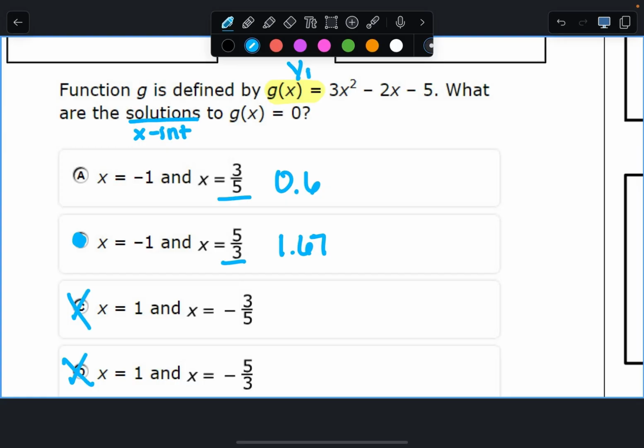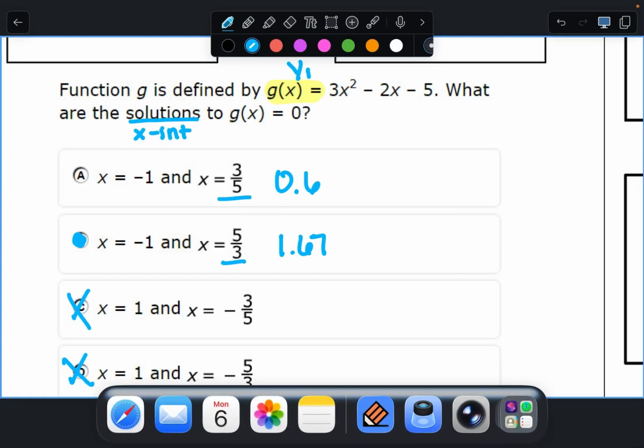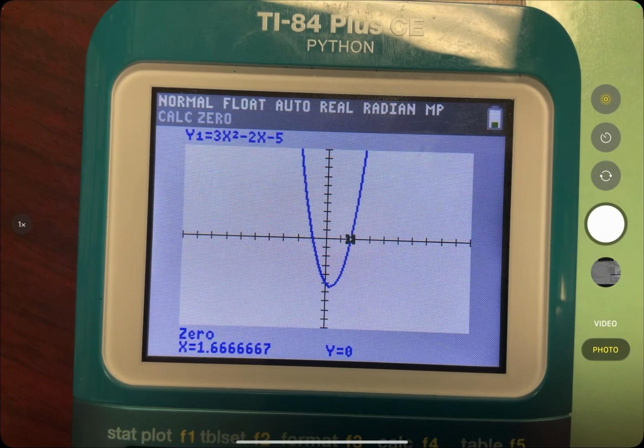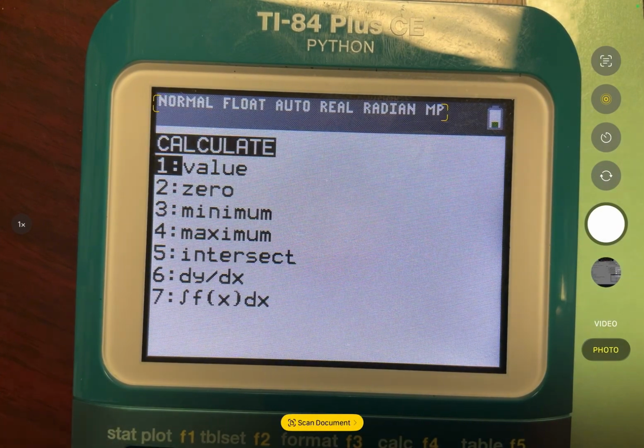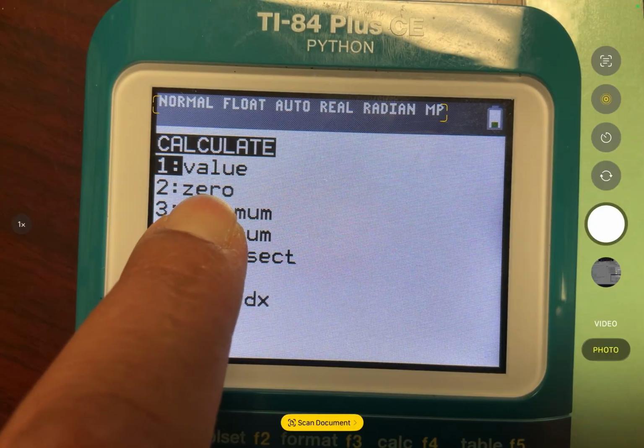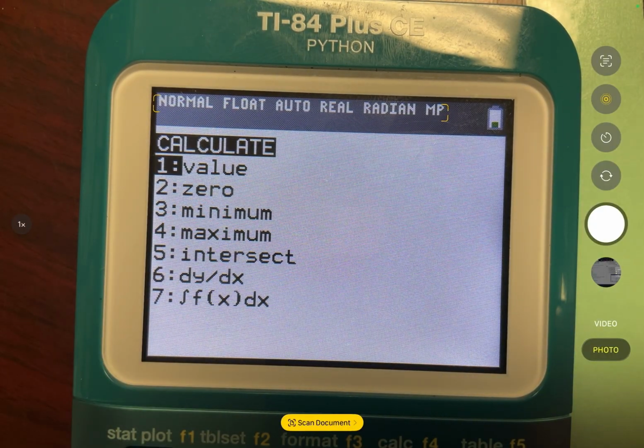I'm going to show you one more time and then we're going to practice again with the next example, okay? So the first thing you do is you hit second trace number 2, because number 2 is your 0, meaning your x-intercept.